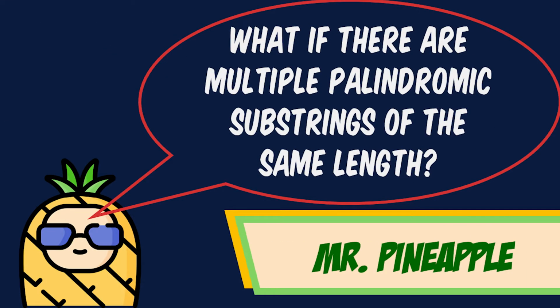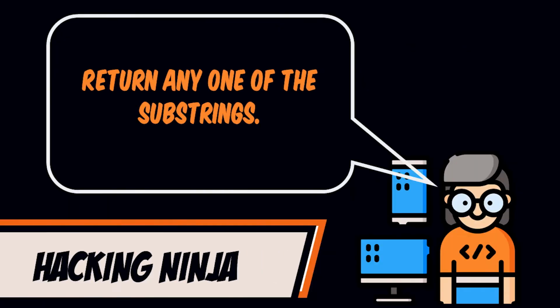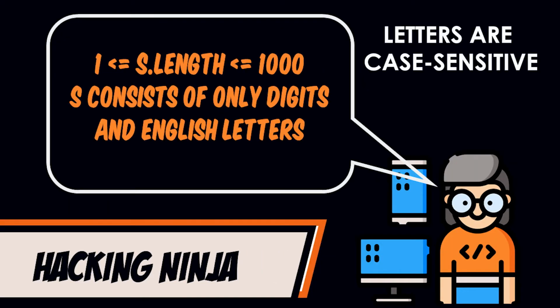What if we have multiple palindromes of the same length? Return any one and that is fine. The constraints look like this. The length of the string will be at least 1 and can go up to 1000, and the string will only contain digits and English letters.